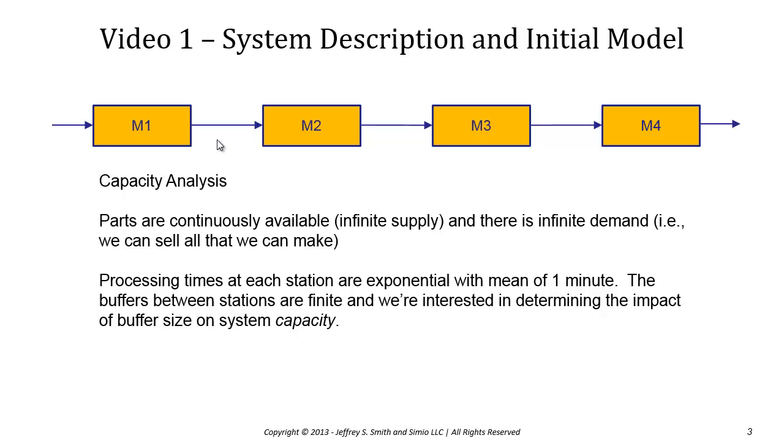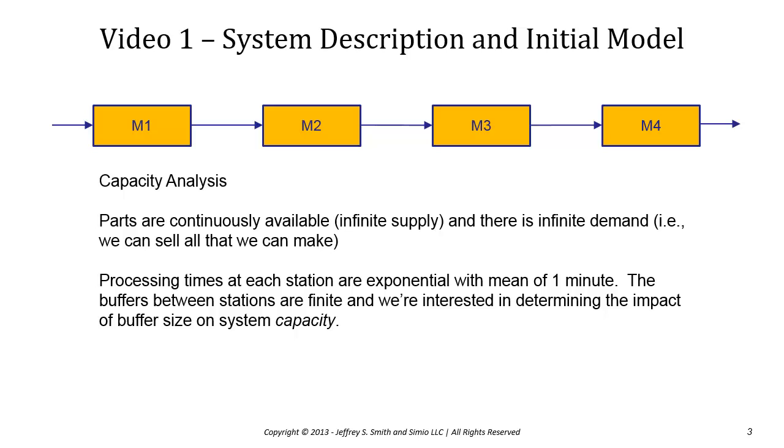And so as we'll see, the inclusion of capacitated buffers is going to cause a capacity loss caused by the blocking and starving effect. And so the two things that we need to do differently than we've done in our previous model is handle this infinite supply and deal with these capacitated buffers. So let's look at building this model.